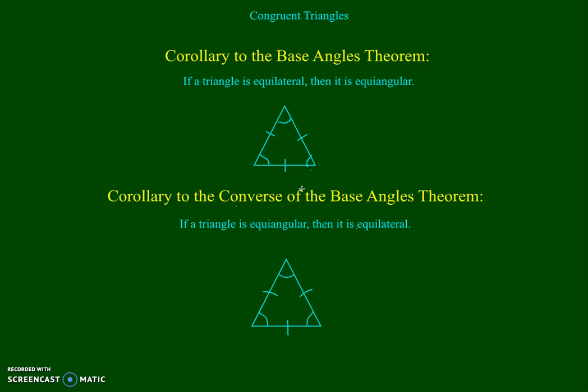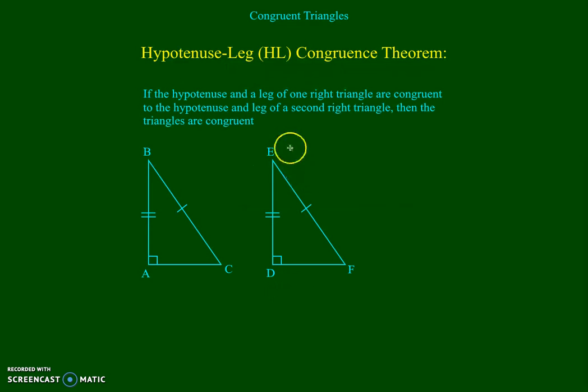So let's go ahead and look at the hypotenuse leg theorem now, which is the last theorem that relates to congruent triangles. The hypotenuse leg theorem states that if the hypotenuse and leg of one right triangle are congruent to the hypotenuse and leg of a second right triangle, then the triangles are congruent. So this looks different than most of the other theorems we've looked at, and so this proof is going to look a little bit different than what we're used to.